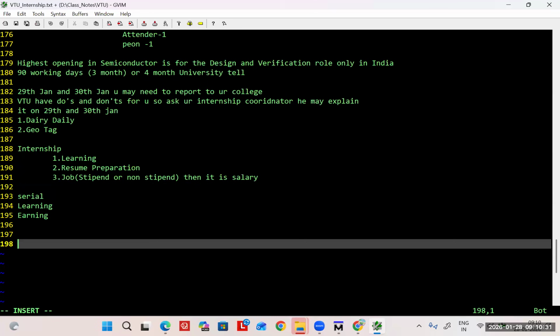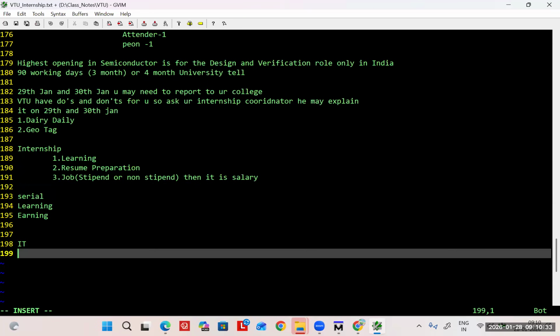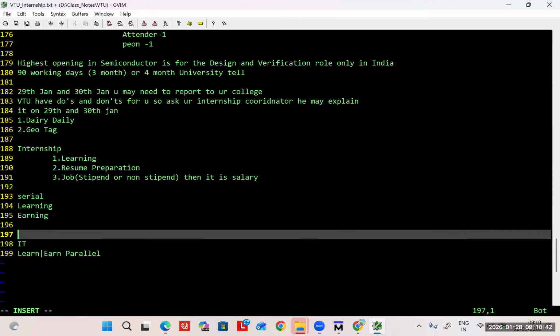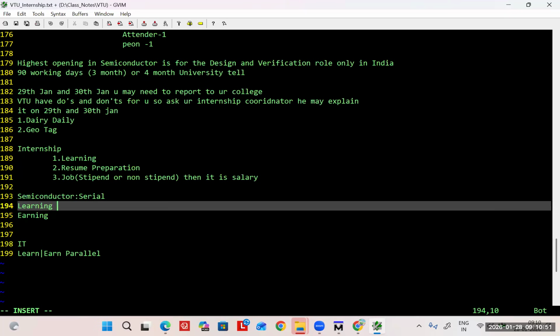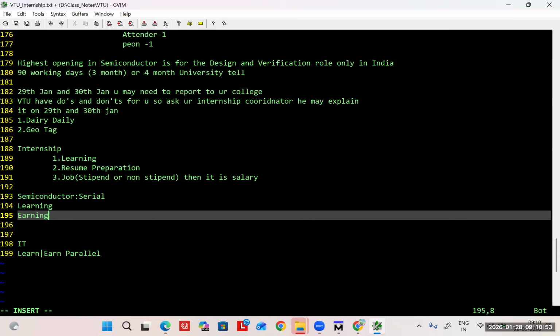If you are in IT, what happens? Learn and earn can happen in parallel, correct? Hand in hand it can go. But if you are in semiconductor, it's a serial job. First you learn, then you can talk about how you earn.